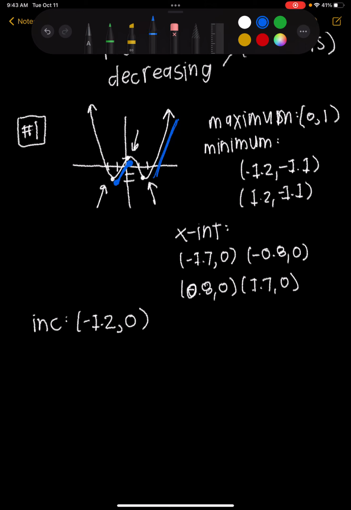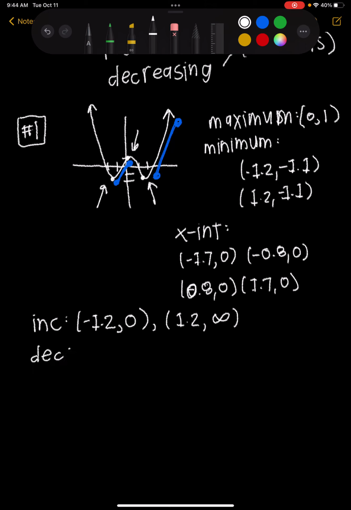Then we're going to do the same thing for this other blue section where it's increasing. So the lowest point right there is positive 1.2. So we're going to say 1.2 comma, and then it just keeps on going up and up and up. So the highest point actually has an arrow, and when it has an arrow, we're going to say that that is infinity, because it's just going to continue to increase and increase and increase. So it's increasing where x is negative 1.2 to where x is 0, and then it's increasing from where x is 1.2 to where x is infinity. Okay, now we're going to talk about decreasing.